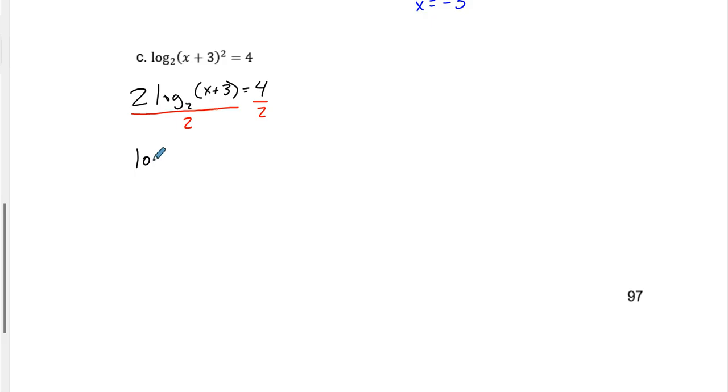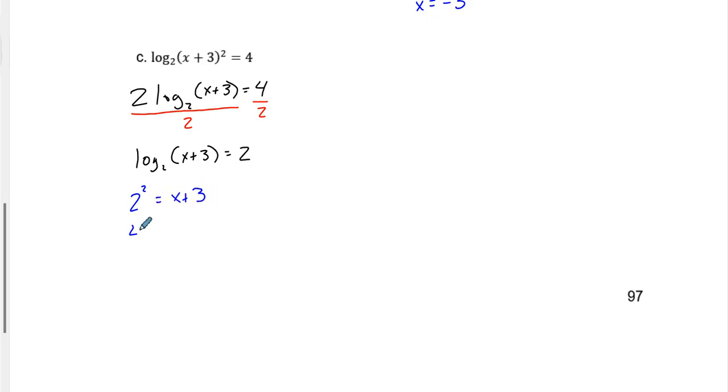So we'd have the log base 2 of x plus 3 equals 2. Now we can apply our whiplash. 2 to the power of 2 would equal x plus 3.